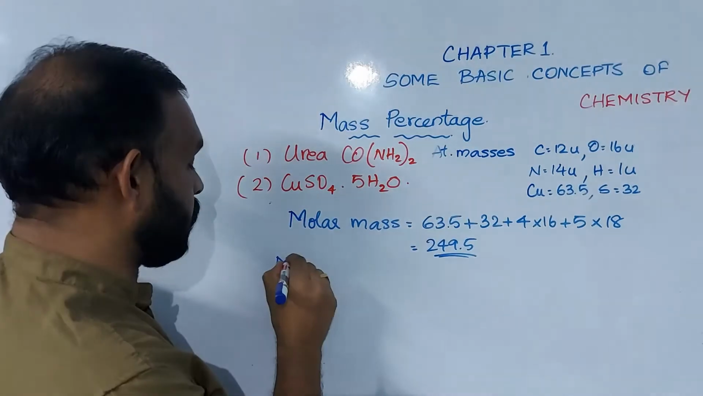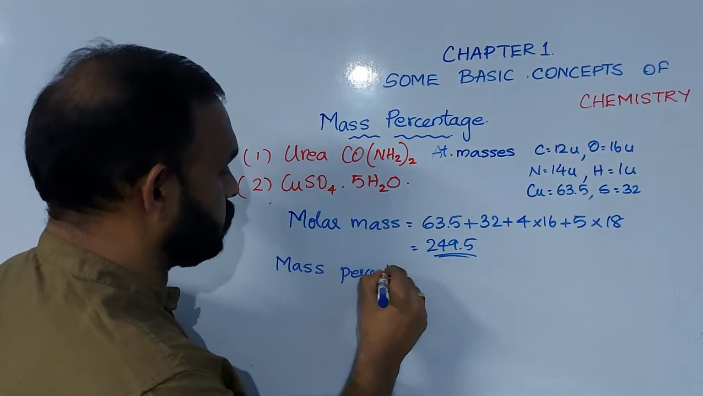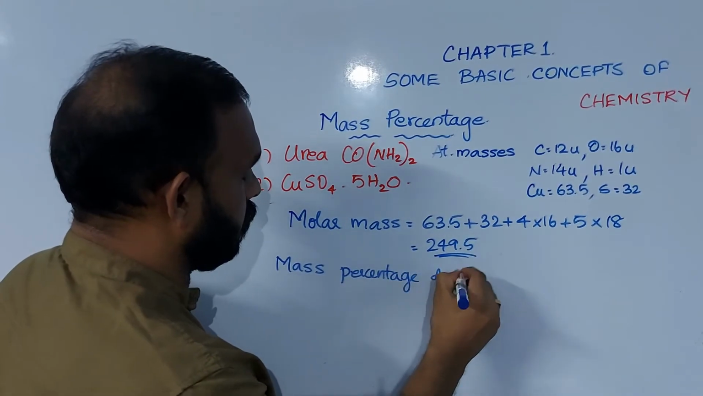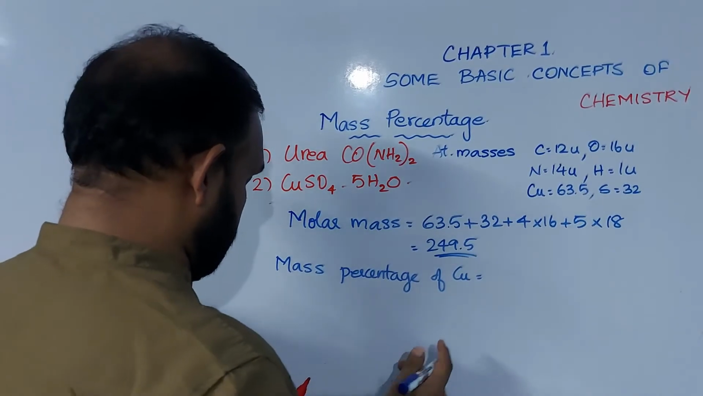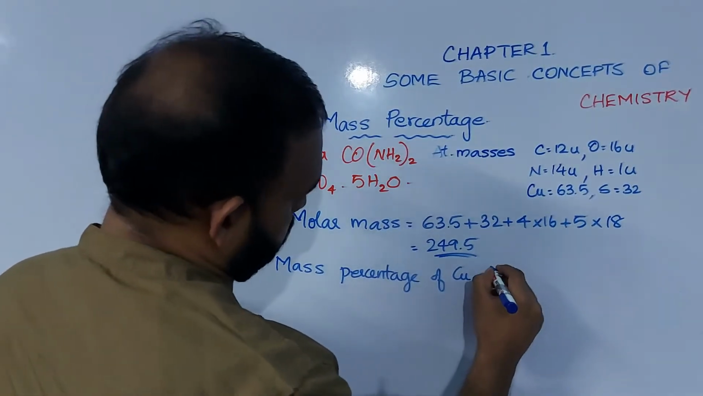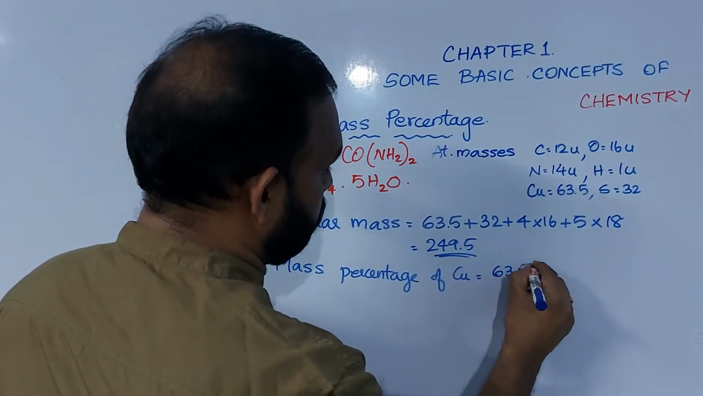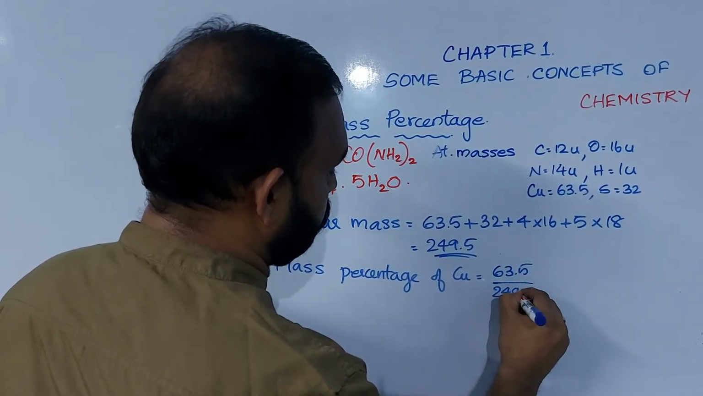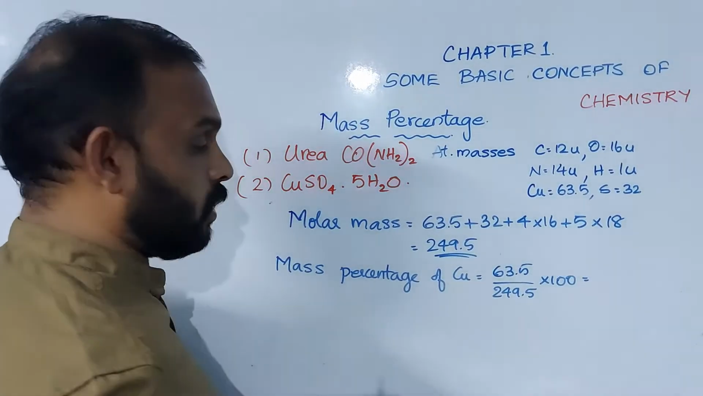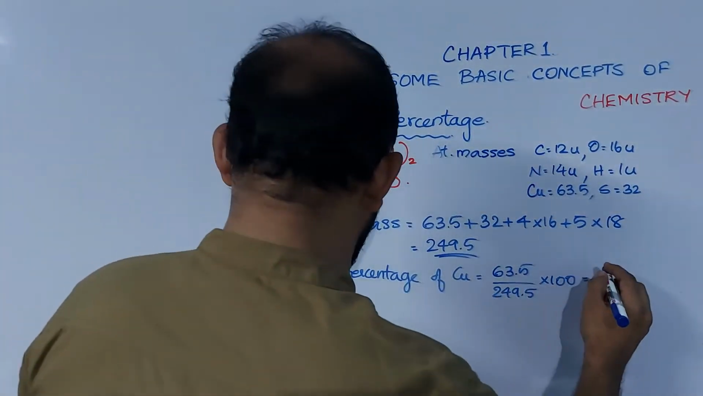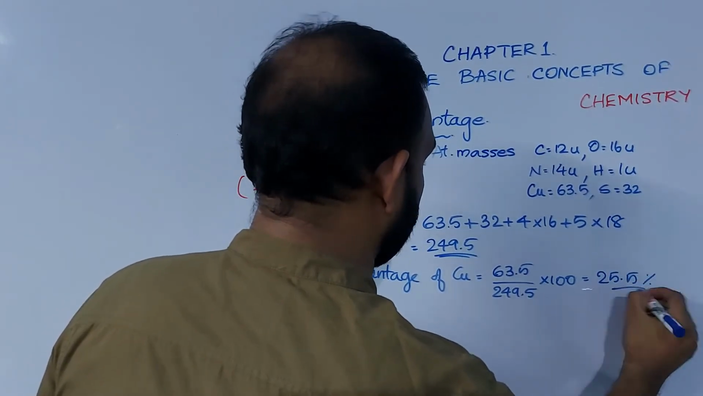Now we will start finding out the mass percentage. Mass percentage of copper. How to find out the mass percentage of copper? Copper having 1 atom, so it will be 63.5 upon 249.5 into 100. Okay. Now here we will get the answer 25.5.